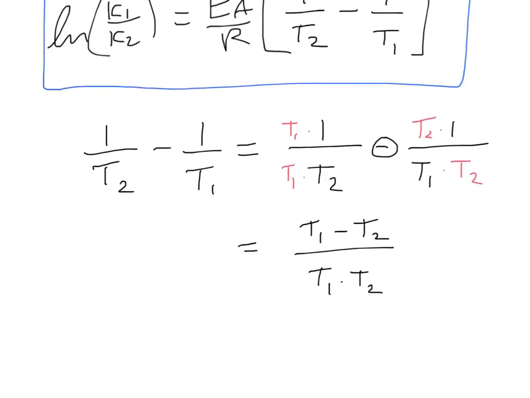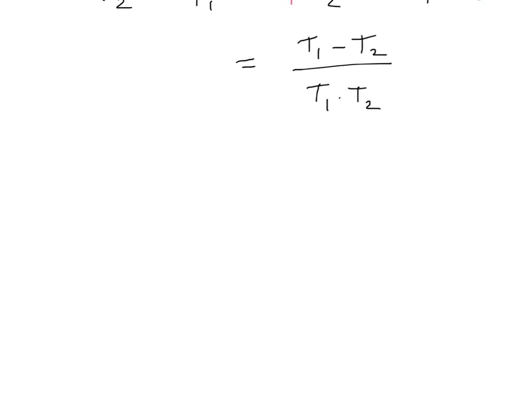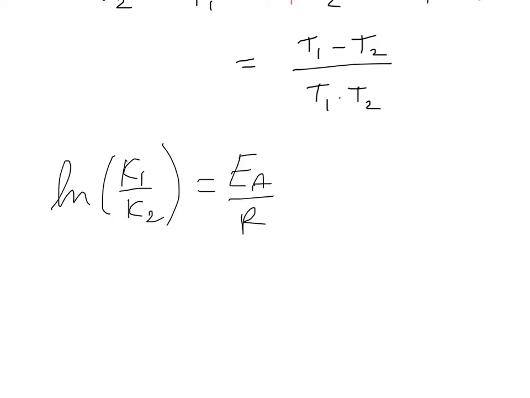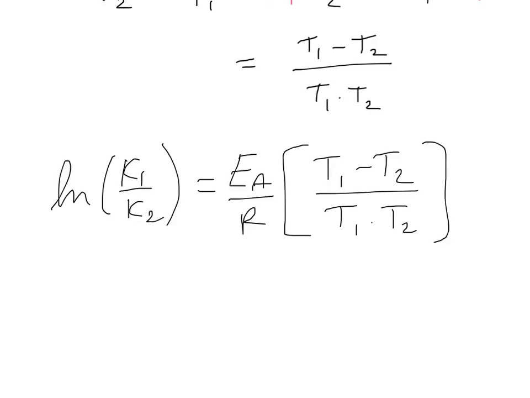So this means that that term in square brackets can be totally rewritten, and this is the form that sometimes you'll see. So log of the two rate constants equals the activation energy over the gas constant, and then we have T1 minus T2 over T1 times T2. And that's quite often easier to calculate than the term above.